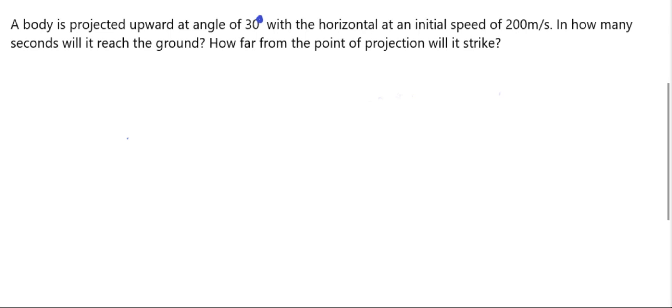Today we'll be solving a question on the topic projectile, and the question goes thus: a body is projected upward at an angle of 30 degrees with the horizontal at an initial speed of 200 meters per second. So theta is 30 degrees, and the initial speed u is 200 meters per second. In how many seconds will it reach the ground?